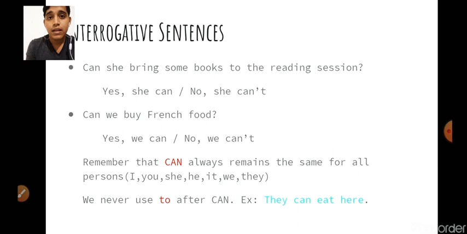And we never use to after can. For example, they can eat here. You can't say they can to eat here. This is wrong. The correct form to say it is the one that is highlighted here in blue, or maybe it's green, I don't know. They can eat here. Or you can say they can dance here, they can sing here, or whatever you want to say, okay?